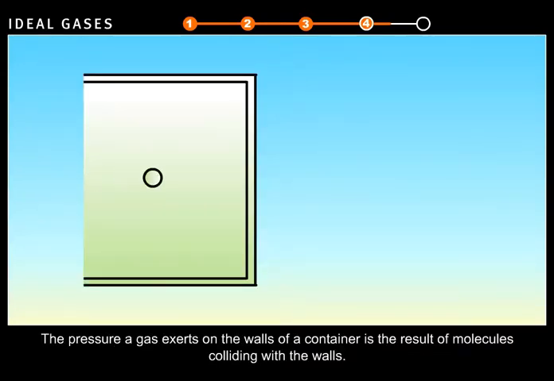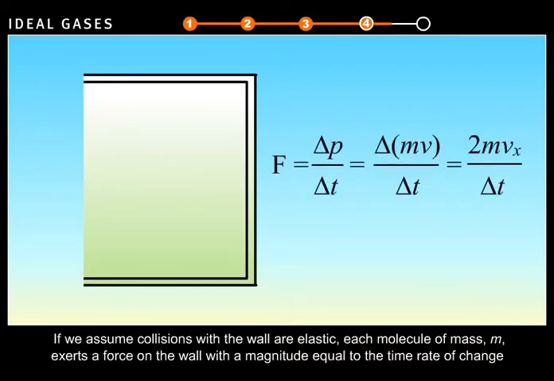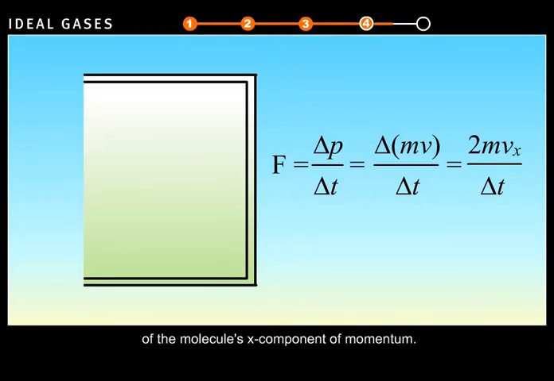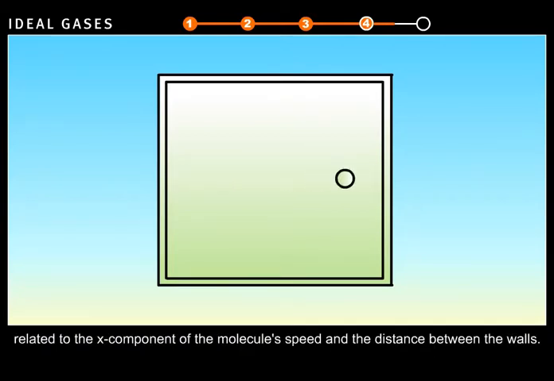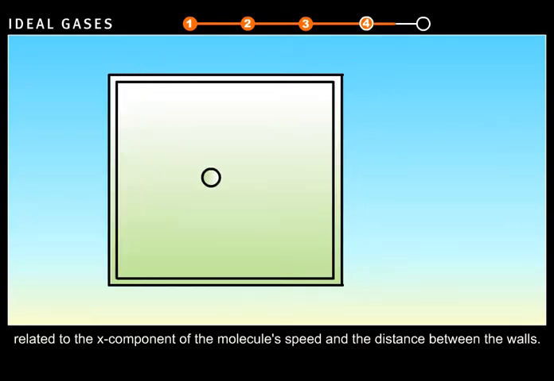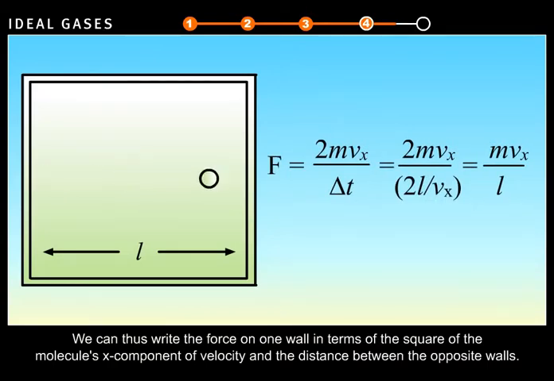The pressure a gas exerts on the walls of a container is the result of molecules colliding with the walls. If we assume collisions with the wall are elastic, each molecule of mass, m, exerts a force on the wall with a magnitude equal to the time rate of change of the molecule's x component of momentum. After bouncing off the wall of the container, a molecule may again collide with the container. The time interval between the collisions with one wall is related to the x component of the molecule's speed and the distance between the walls. We can thus write the force on one wall in terms of the square of the molecule's x component of velocity and the distance between the opposite walls.